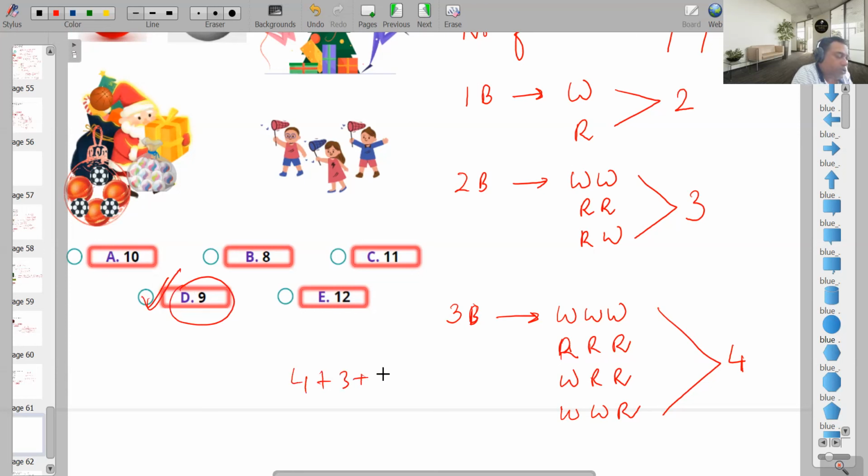Because 4 plus 3 plus 2 is 9, so there are 9 combinations. If I assume the first kid got white, the second kid took red, the third kid took white, white, and the fourth kid took red, red.